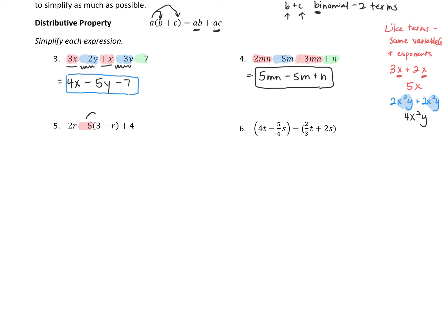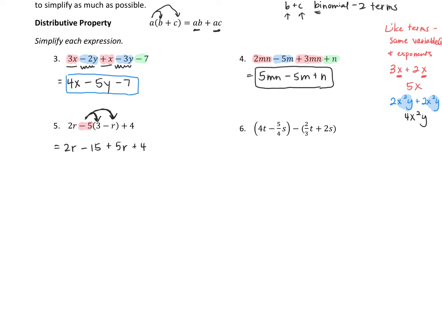So we need to distribute that negative 5 to each term inside the parentheses. That means multiply each term in the parentheses by negative 5. So first we're going to bring down the 2r. Negative 5 times a positive 3 would give us a negative 15. Remember, when you're multiplying integers, a negative times a positive is negative. And then negative 5 times a negative r, 2 negatives make a positive, so that'll be plus 5r. And then we bring down the 4.